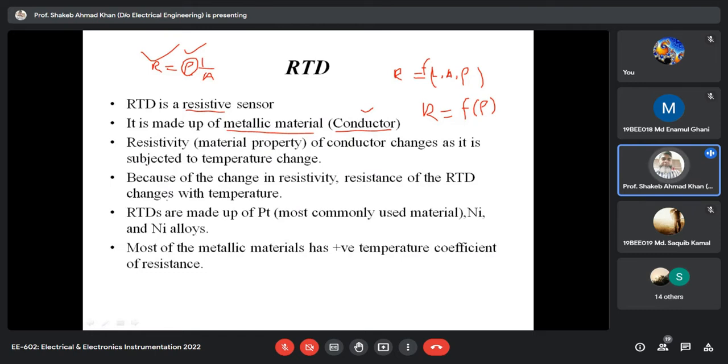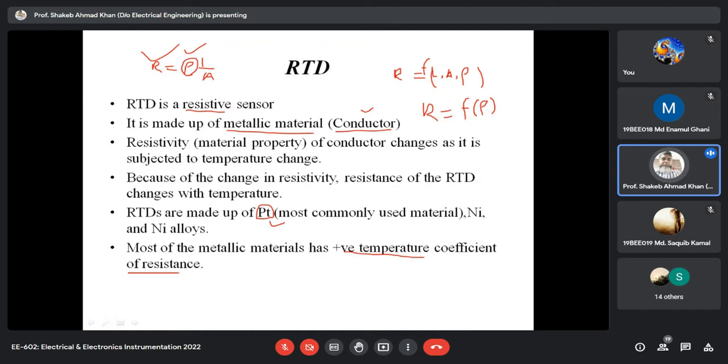RTDs are made up of platinum, nickel, and nickel alloys. The most commonly used material is platinum. We will discuss what kind of material we can use. There are numerous conducting materials, and out of these, which will be a good candidate for making RTD, that we will discuss. Most of the metallic materials have a positive coefficient of resistance.